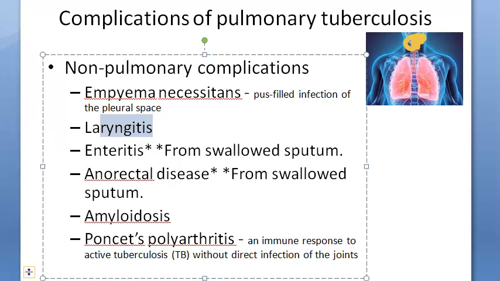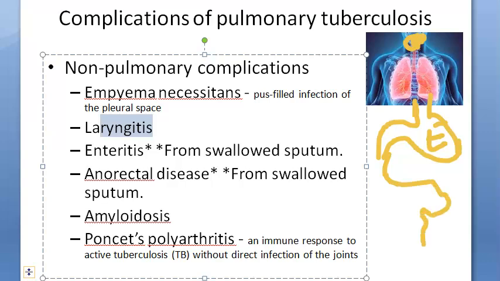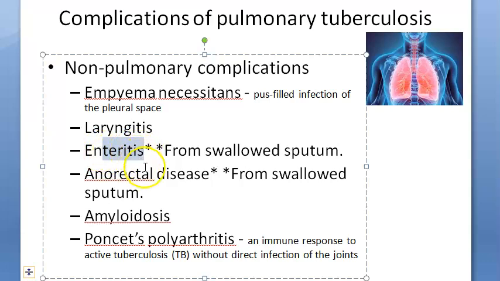Then enteritis. So what will happen? You swallowed all the sputum. In your stomach, draw a stomach. Enteritis, they're saying, because you swallowed the sputum, which has all this Mycobacterium tuberculosis. Anorectal disease. So here you're going to the rectum. Anorectal disease, they are saying. Are you there with us, guys? Enteritis because of swallowed sputum, anorectal disease. Then amyloidosis, this is some protein deposit, right?